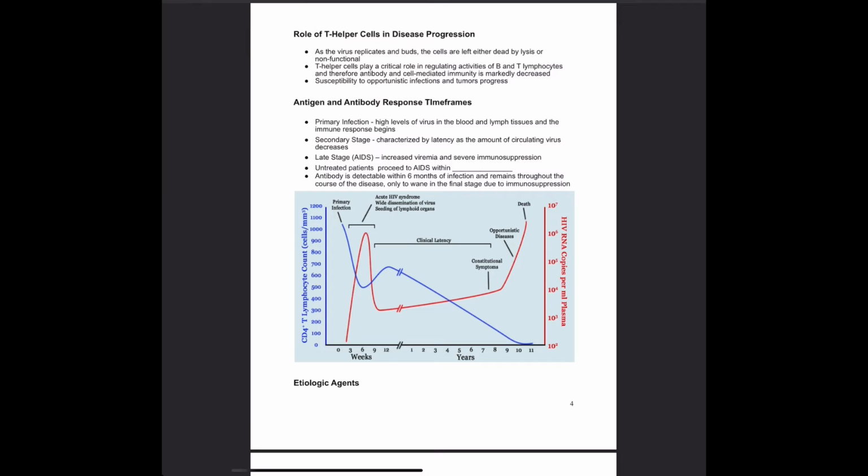Antibody is detectable within 6 months of infection and remains throughout the course of the disease, only to wane in the final stage due to immunosuppression.